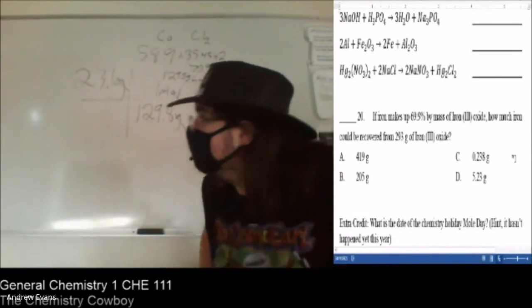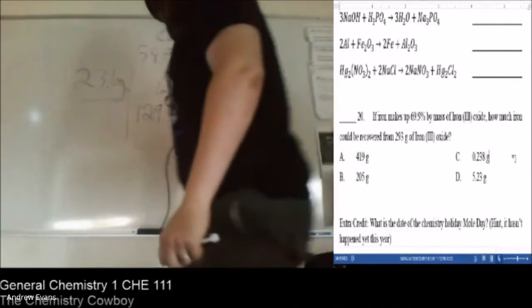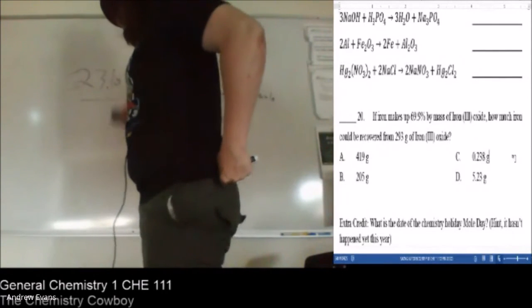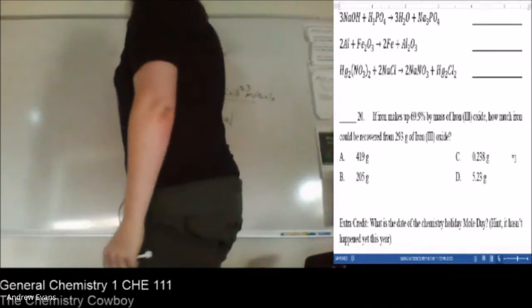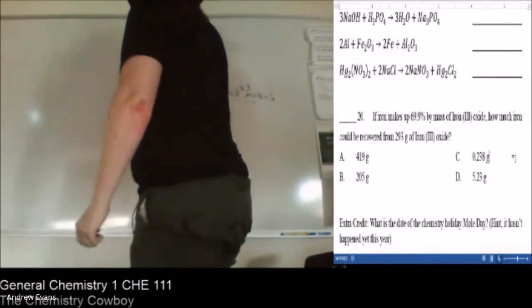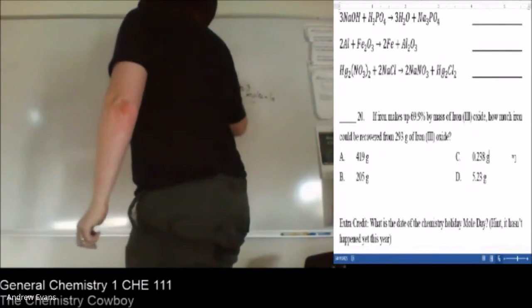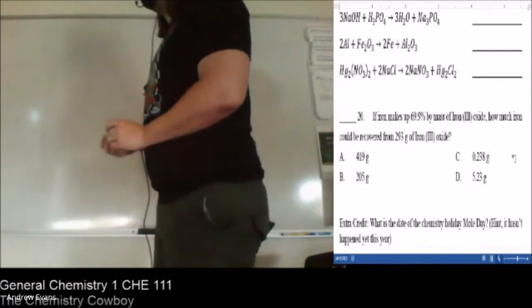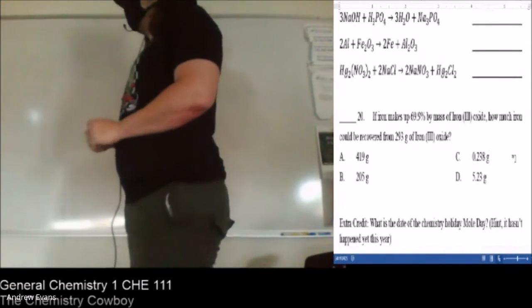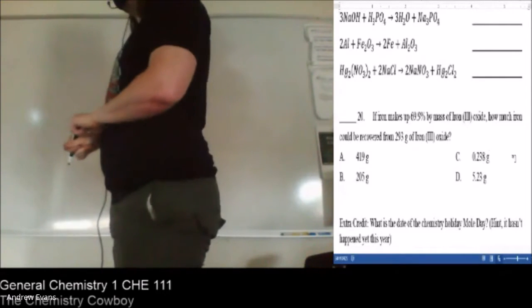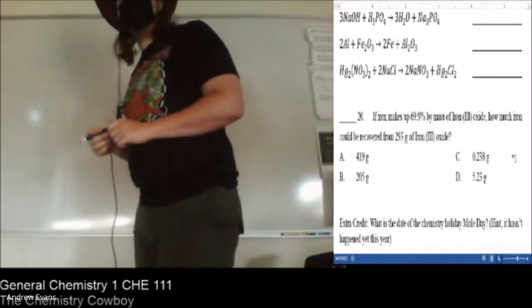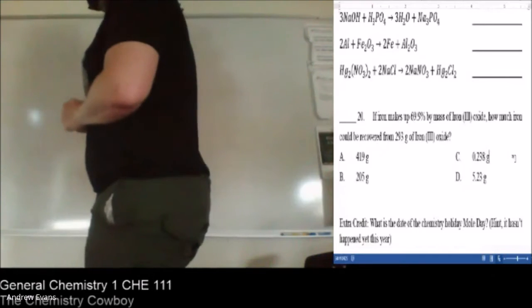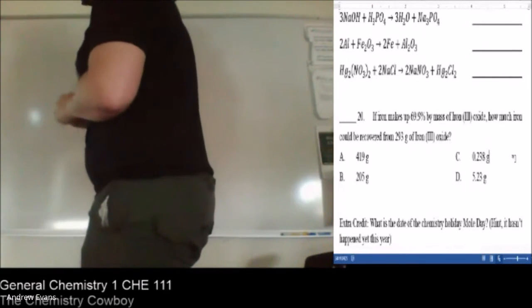So this is just a rearrangement of the mass percent. Instead of finding out the percent by dividing 2 masses, we're going to take a percent and take a mass to find the theoretical yield. How much iron could we get out of this iron ore?